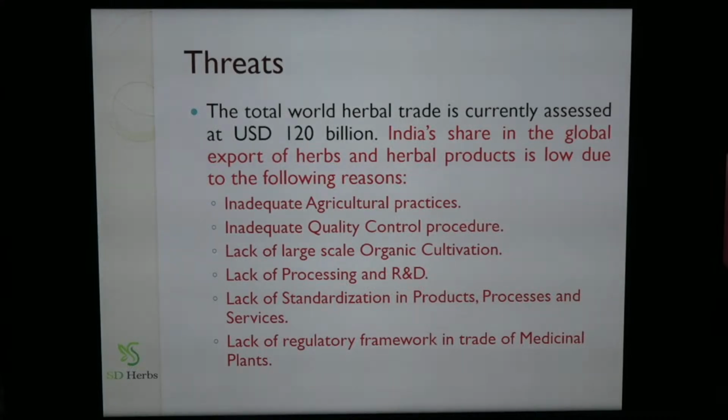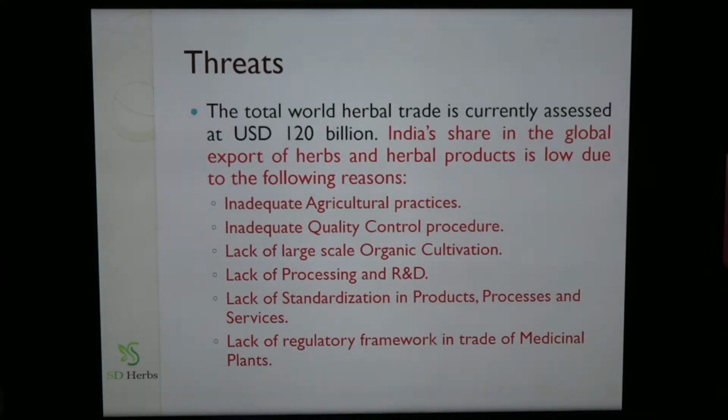The threats, just going to finish in 1 minute. The total world, next please. The threat means what will give you pressure to do this kind of activity. You know it is increasing every day, but India's share in global export of herbal products is low due to the following reasons. What are the main reasons behind that?